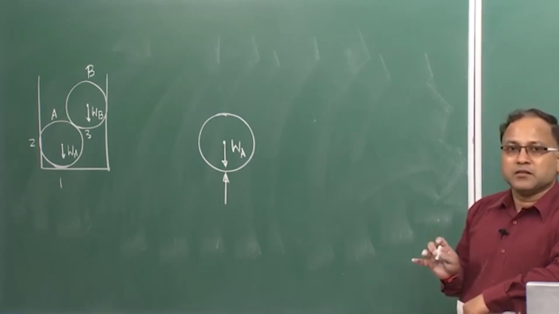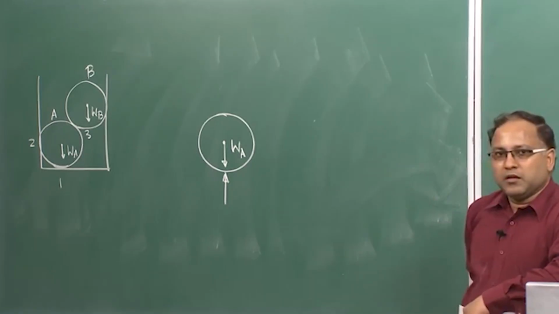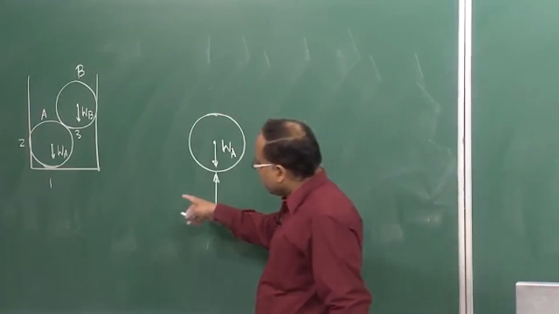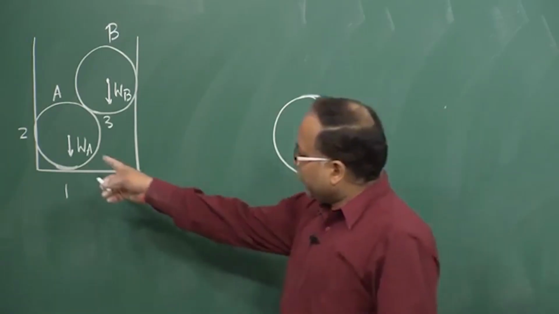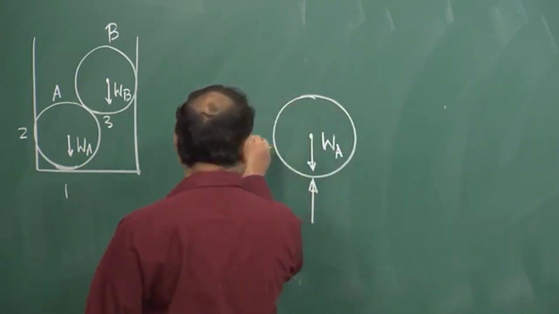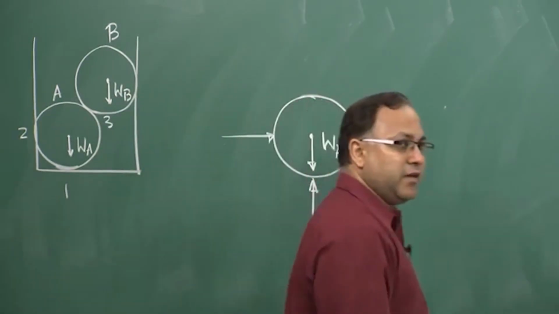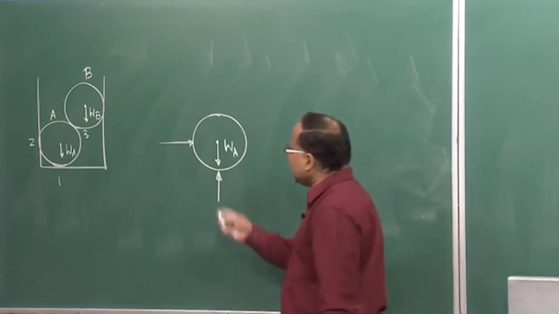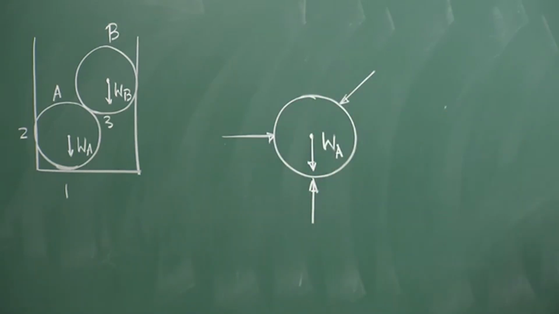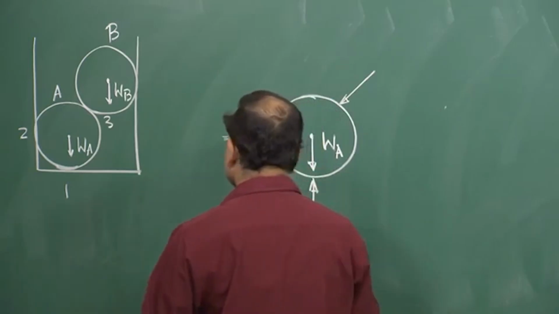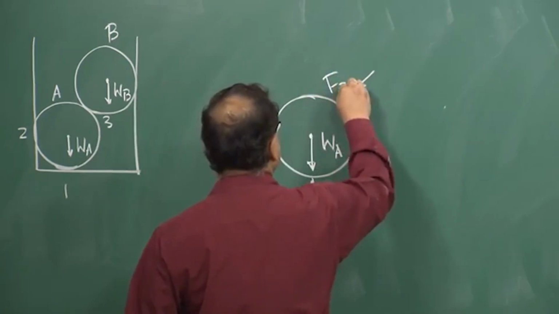Okay? But before that you should know how to draw the free body diagram. So, we are just drawing the free body diagram. We are just replacing this point of contact by this force. Similarly, the point of contact 2 can be replaced by another force. Okay? Similarly, point of contact 3 can be replaced with another force like this. So, if I say this is my F1, this is F2 and this is F3.